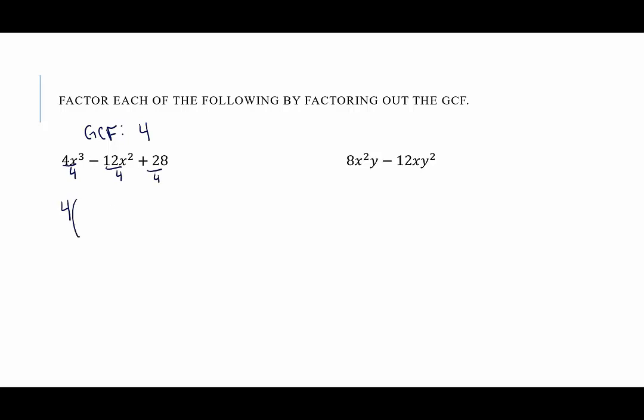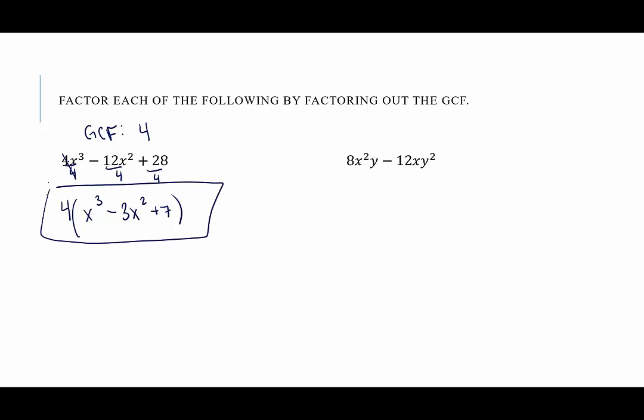Leaving behind, 4 divided by 4 is 1. 1 times x cubed is x cubed. In the middle, negative 12 divided by 4 is negative 3, and it would be negative 3x squared. And then 28 divided by 4 would be 7. And that would be all we can do here. We put a box around it. Once it wants to be multiplied, that means we're done.